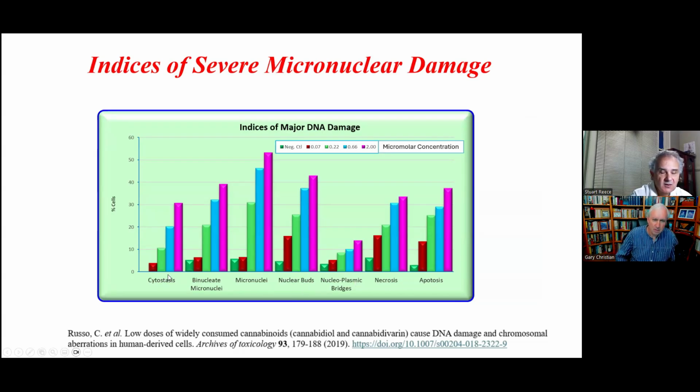So this is the cells aren't growing. This is binucleate micronuclei. This is twin micronuclei. That's micronuclei themselves. That's nuclear buds, where you get a bud developing off the edge of the nucleus. Nucleoplasmic bridges. Remember we saw before that the two chromosomes are joined, the two bunches are joined across. Necrosis is cell death, and apoptosis, which is a different kind of cell death.